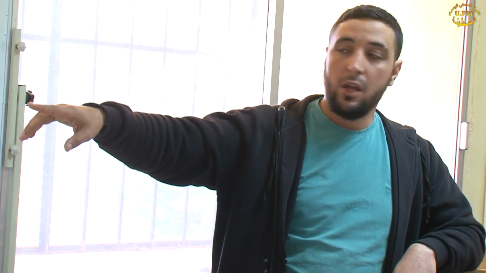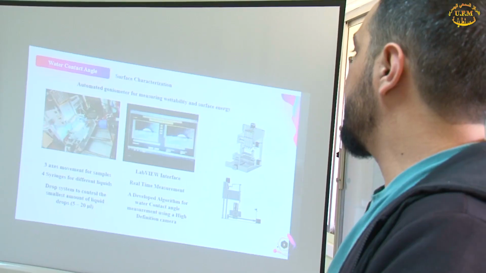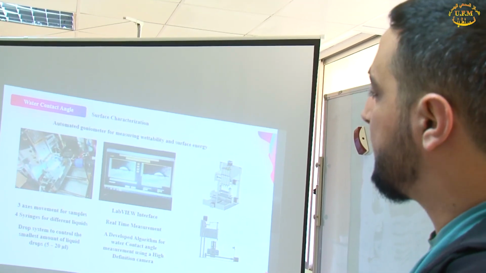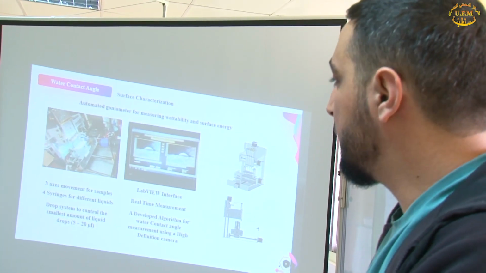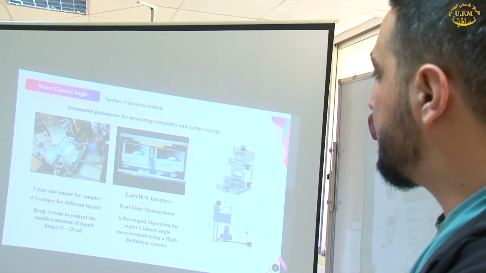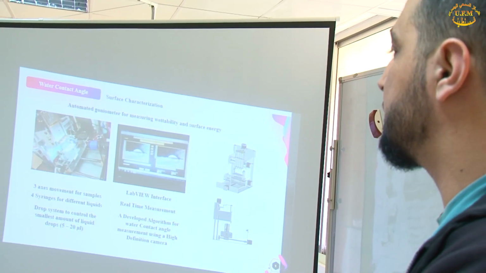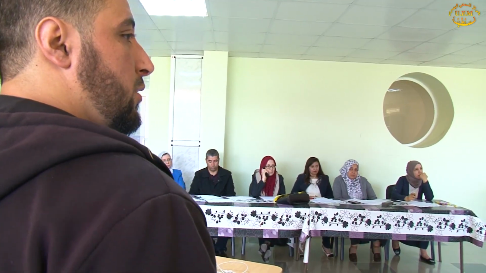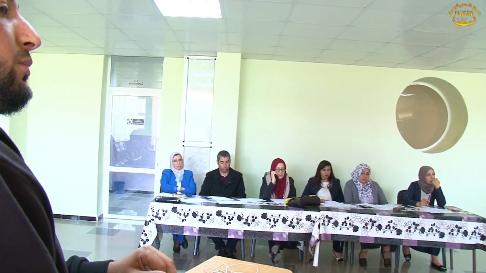To identify these conditions, the first one is the visual observation. When we change the controlling parameter, we can see that the pulse frequency is about 220. Then, the surface characterization. We have made an automated goniometer for measuring wettability and surface energy. It is based on a 3-axis movement for samples and 4 syringes for different liquids, and a drop system to control the smallest amount of liquid drops. It has a view interface for real-time measurement, and then an algorithm developed for water contact angle measurement using a high-definition camera.